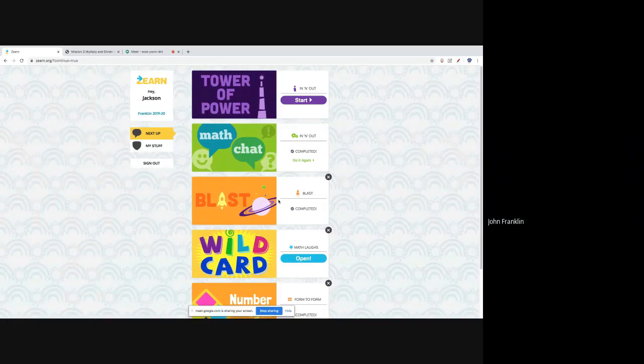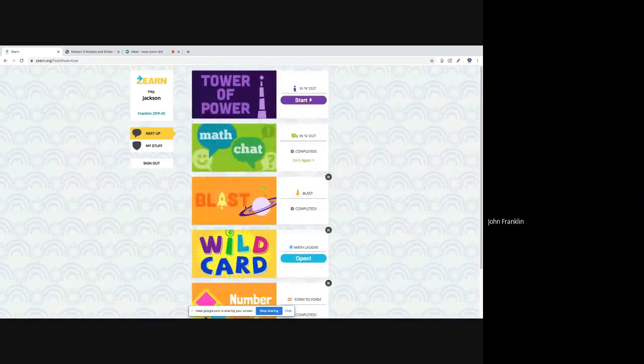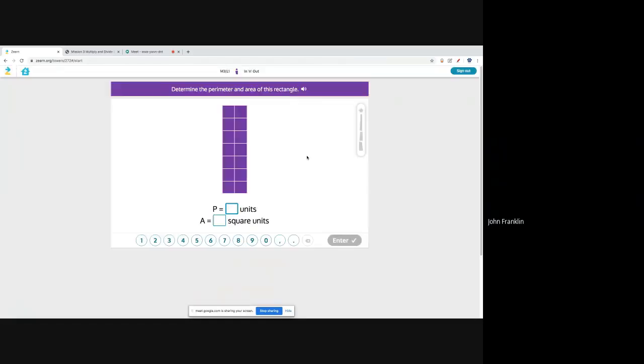Now it's time for the Tower of Power. So far we have completed Number Gym, Wild Card, Blast, Math Chat, and now we're moving on to the Tower of Power. The more you use your brain, the stronger it grows. Determine the perimeter and area of this triangle. All right, so let's work through this.